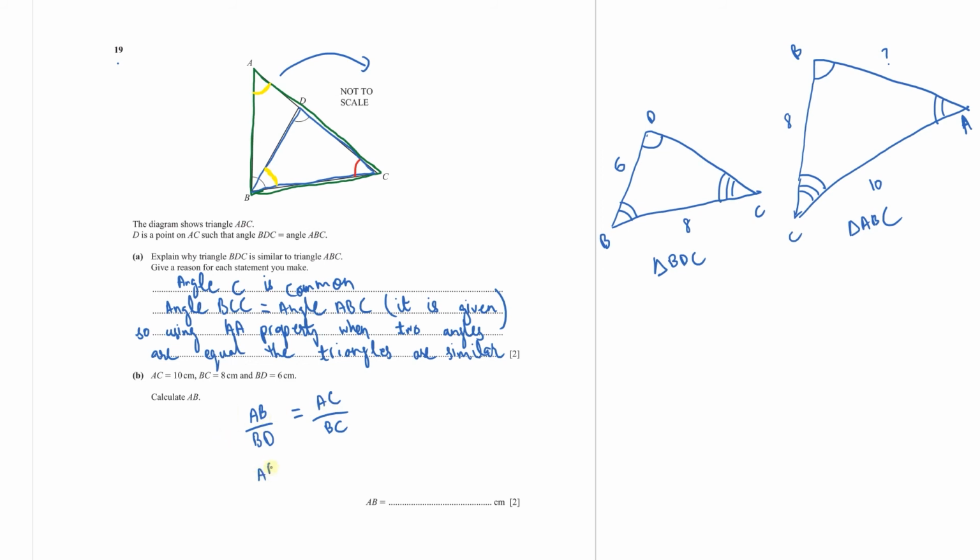So AB is unknown. BD is what? BD is, where is BD? BD is this 6. AC is 10 over BC is 8. So from here I can find AB will be, if I take 6 to the other side, I get 60 divided by 8. I can divide by 4. 4 times 2 is 8. 4 times 1 is 4, 2, 20, 15. So 15 divided by 2 will be 7.5 centimeters. So your length AB is this 7.5 centimeters.